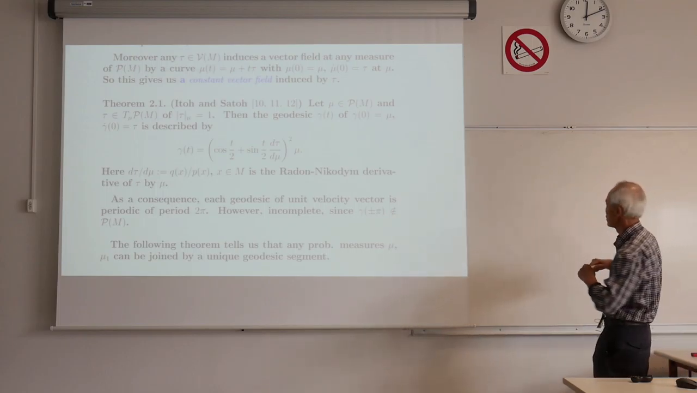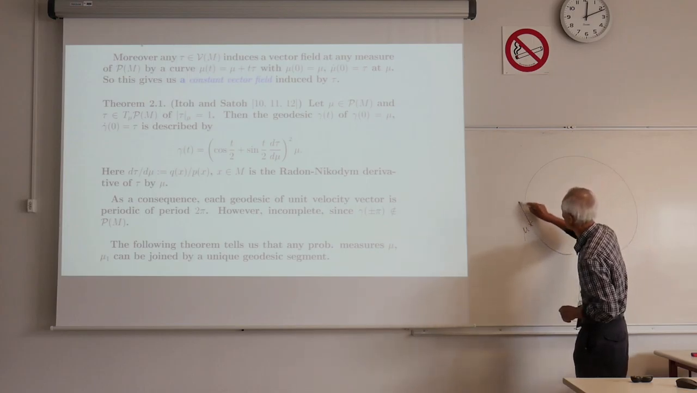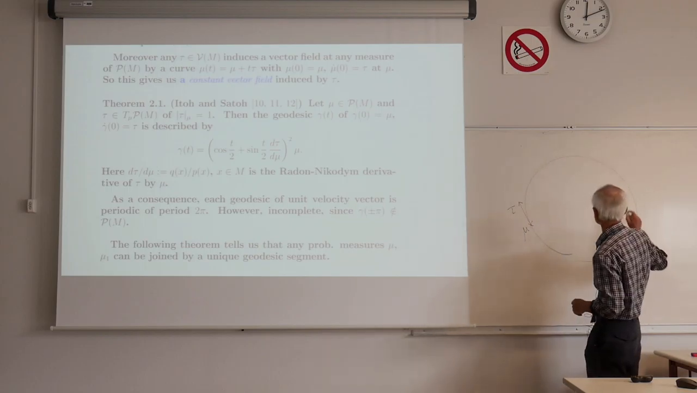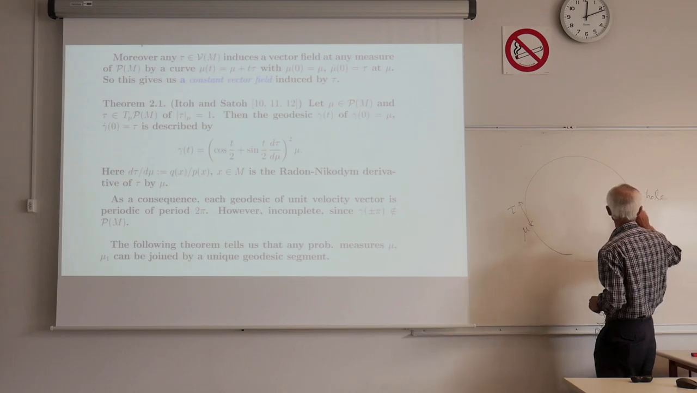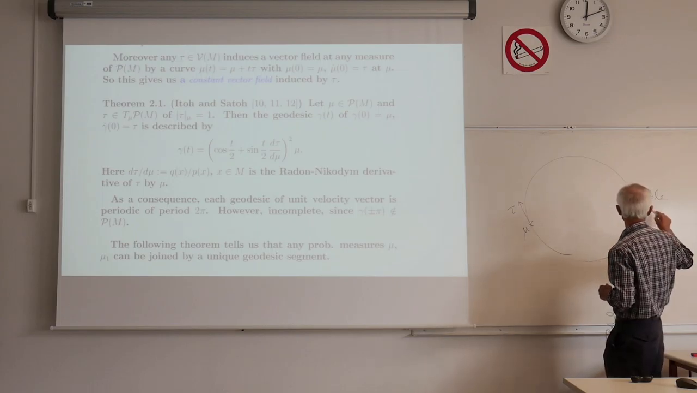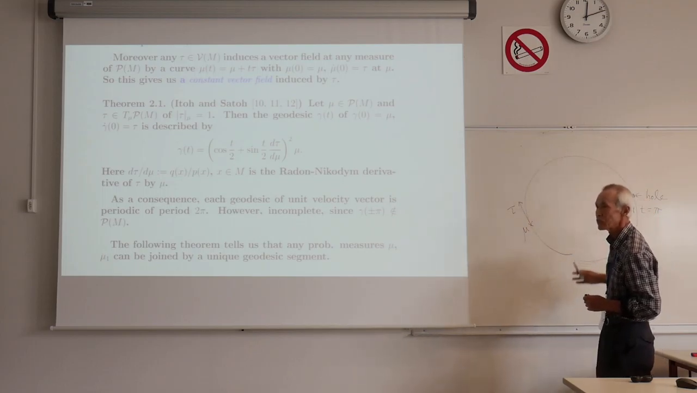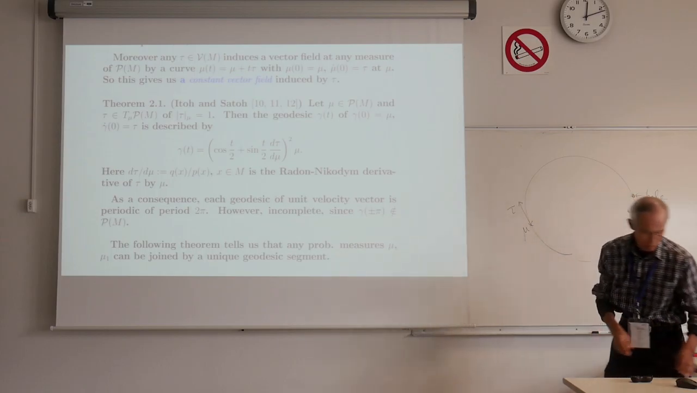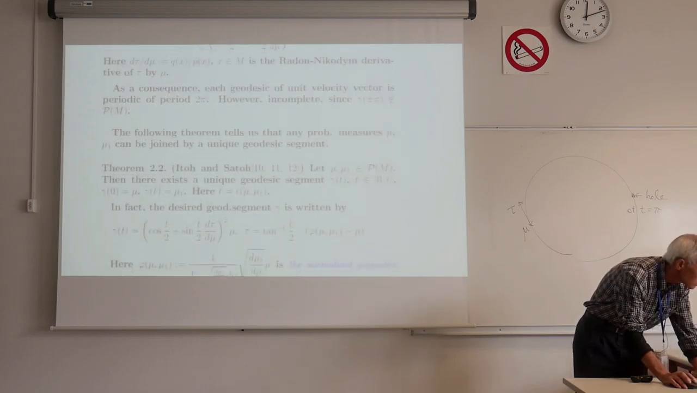So from this shape, we can draw the geodesic. Here is mu, and here is a unit tangent vector. Here is a circle, and here is just a hole, just not defined at this point. But the geodesic is periodic, with period 2 pi.